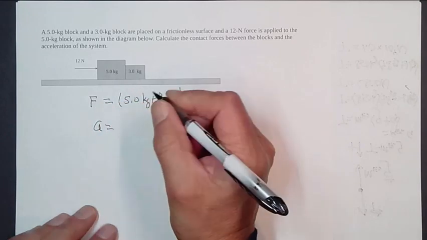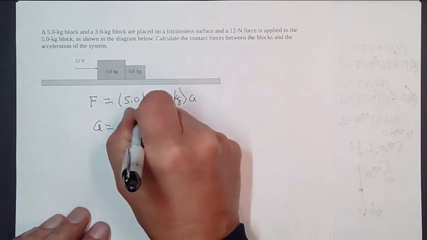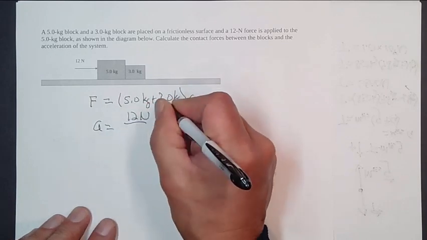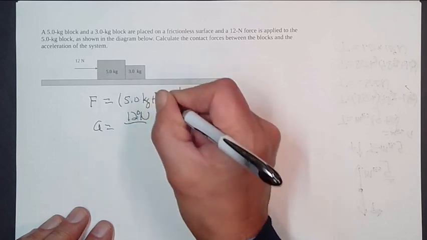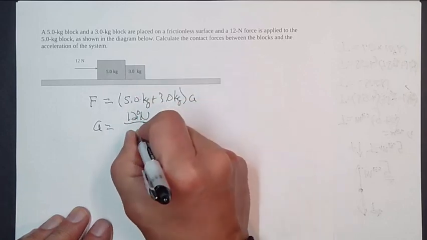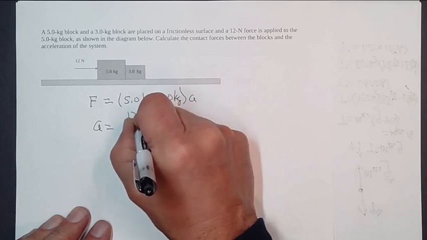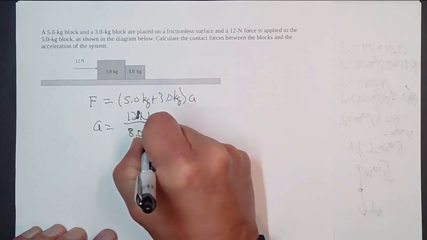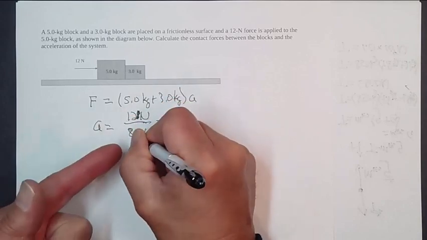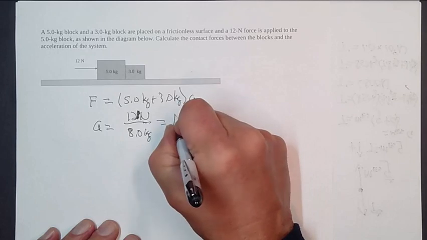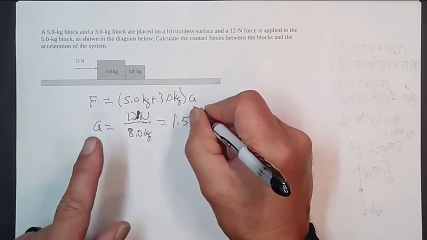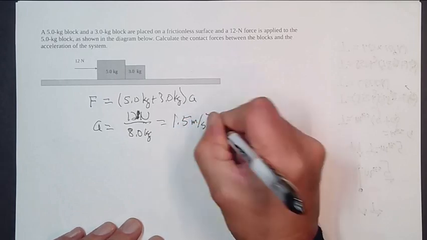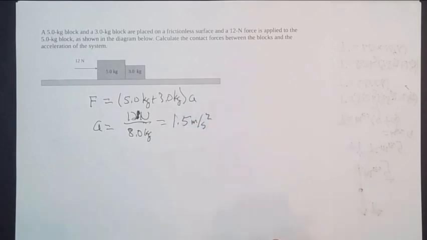The acceleration will equal the 12 newtons divided by, and that's 2 sig figs. Actually, we'd have 3. It'd be 12.0 newtons, but we only have, oh no, we don't have that. Excuse me. On the bottom, we'll have 8.0 kilograms. So 2 sig figs top, 2 sig figs bottom. That works out to 1.5. And Newton is a kilogram meter per second squared, so it's meters per second squared. Okay, so there's the acceleration.